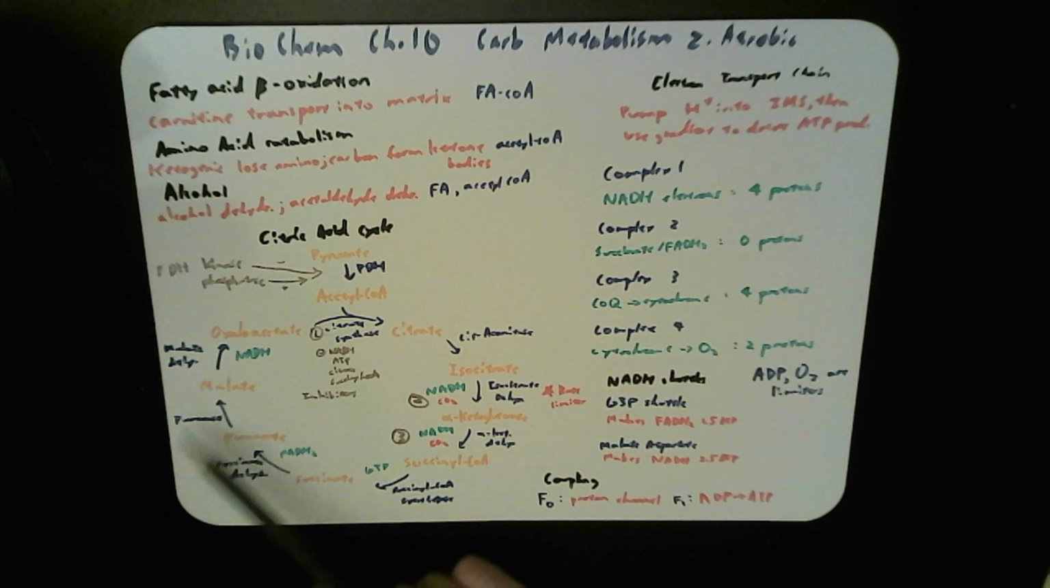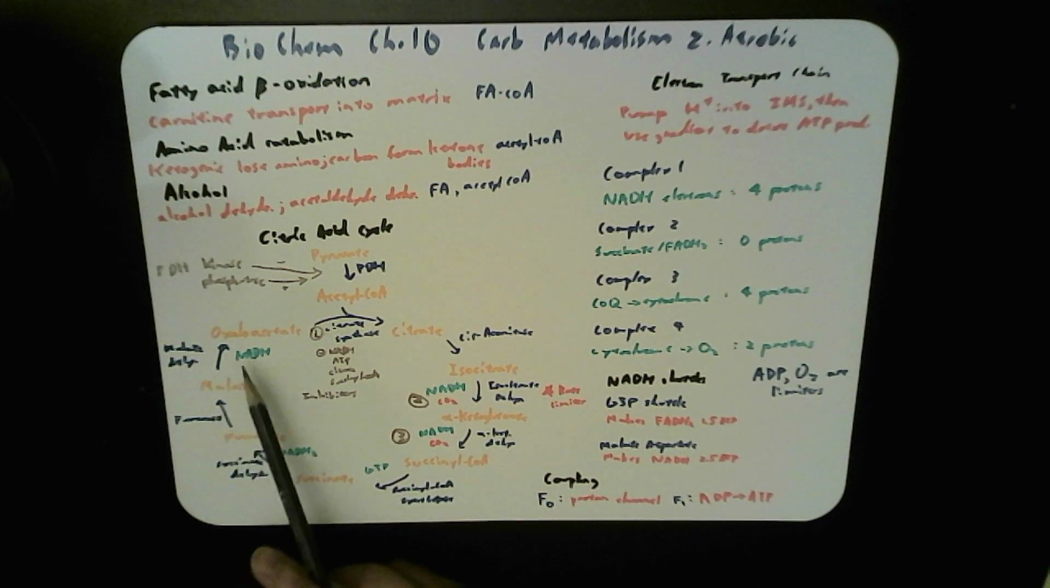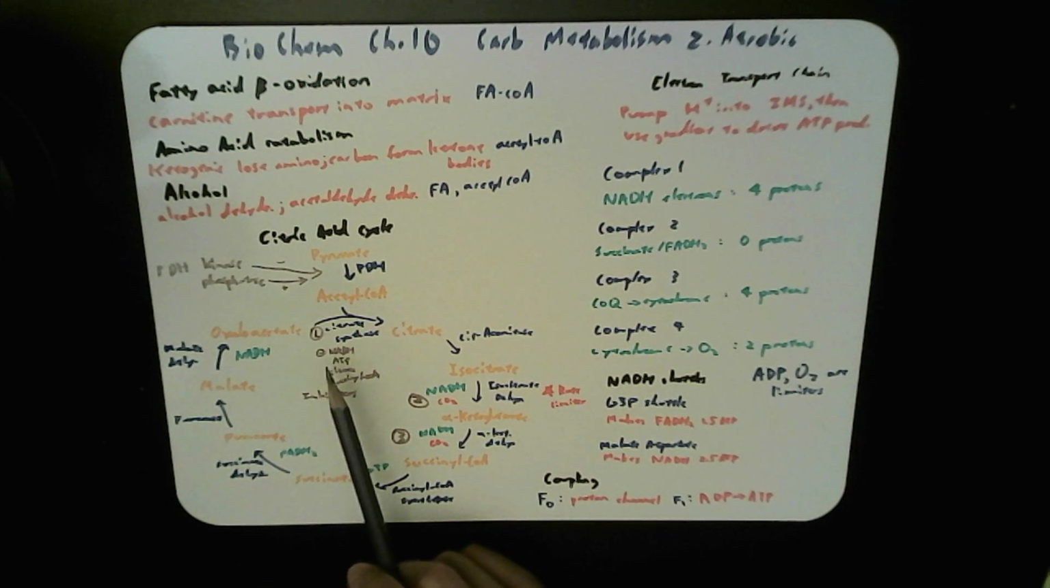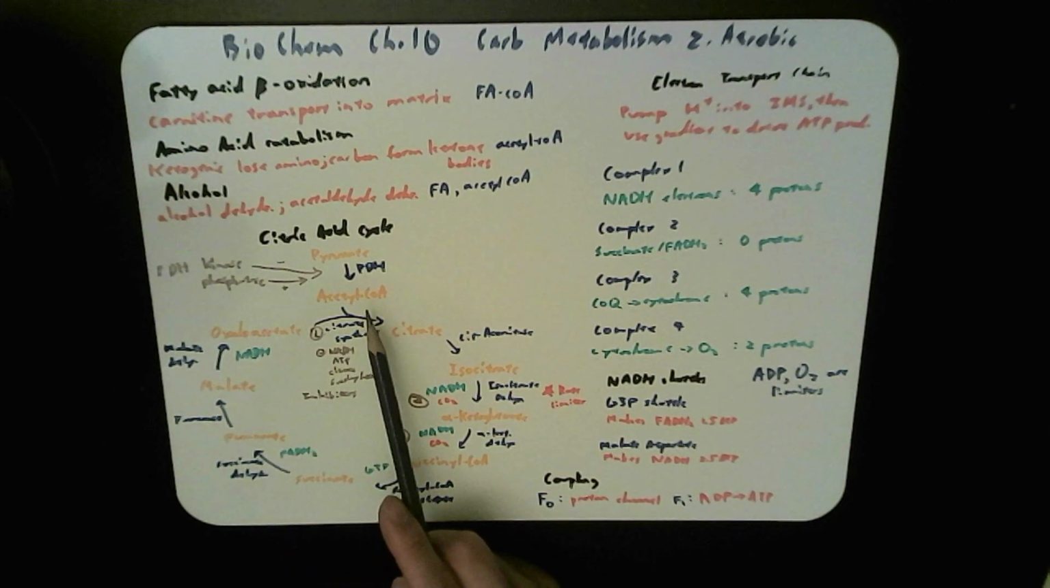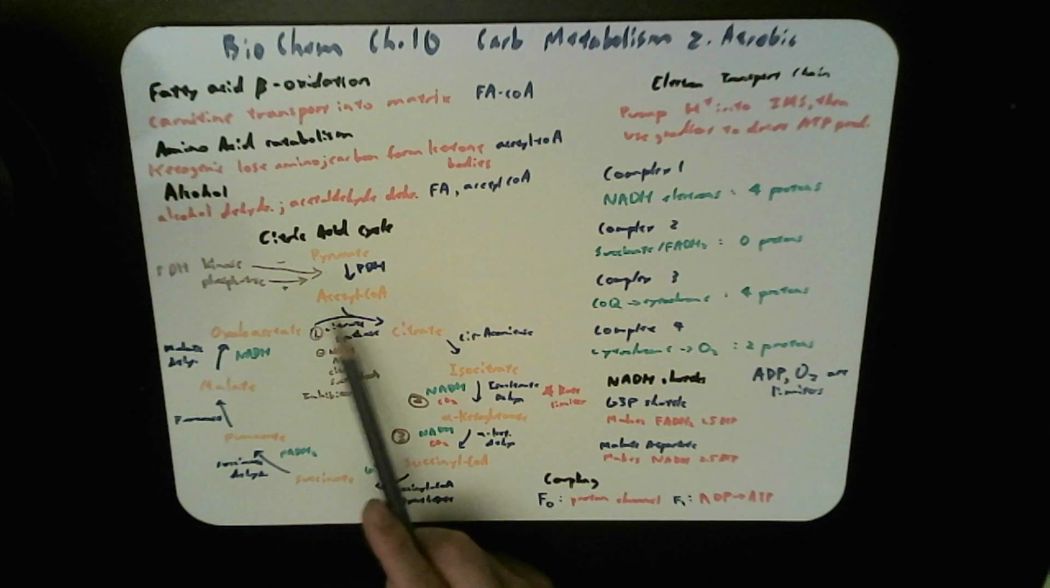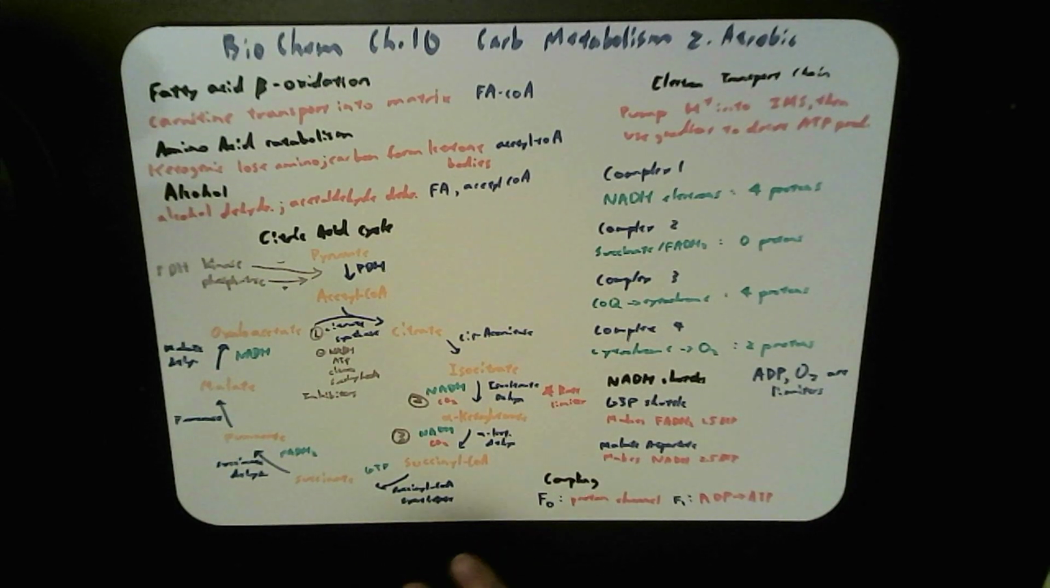Surprise, again, the same pattern, dehydrogenase. And then fumarate uses fumarase, turned into malate. And then malate is turned back to oxaloacetate using malate dehydrogenase. And that generates our final NADH molecule. And then oxaloacetate combines with acetyl-CoA. This is a 4-carbon molecule. Acetyl-CoA is a 2-carbon molecule, and they combine together to form citrate again.